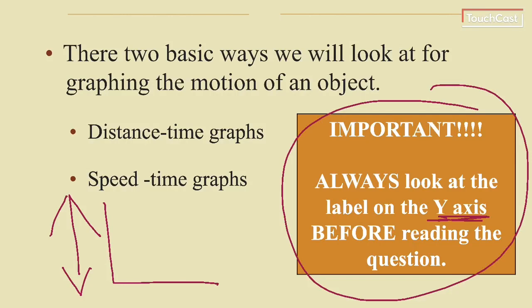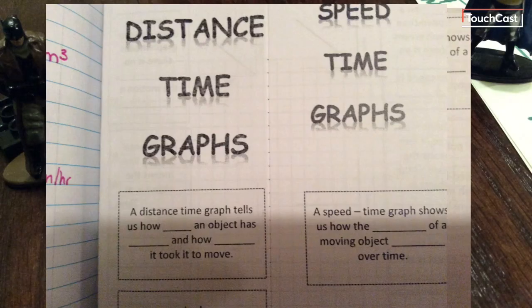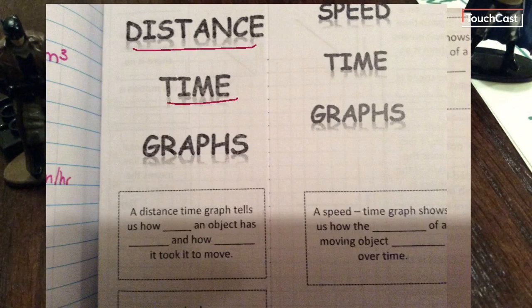Every time you look at a graph in science, I need you to circle the unit on the y-axis. If you don't, you're going to miss something very important, because what's on that y-axis determines how we read the graph. Ladies and gentlemen, we are starting with distance time graphs. It is the outside left of your foldable, and let's start.